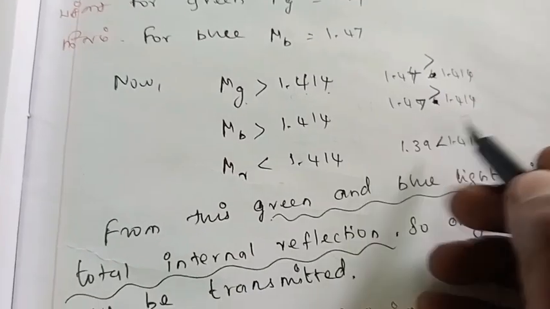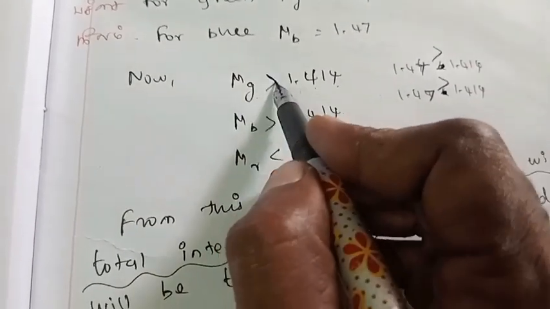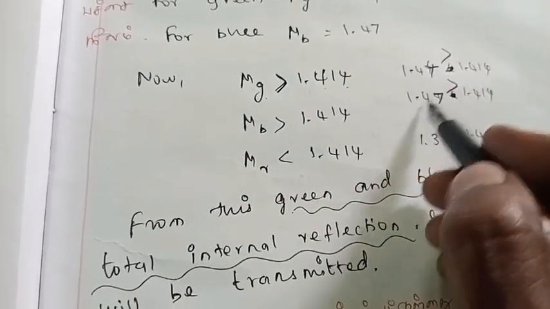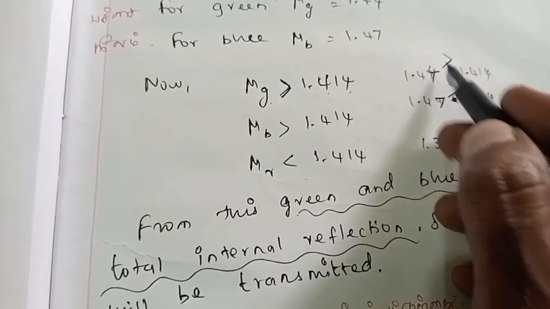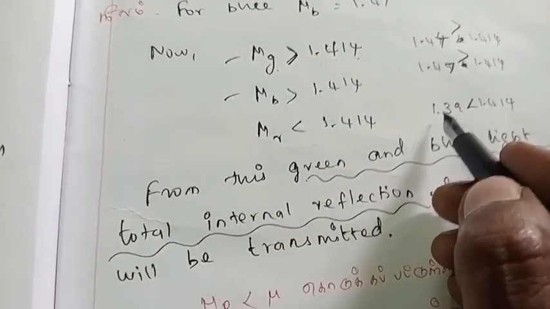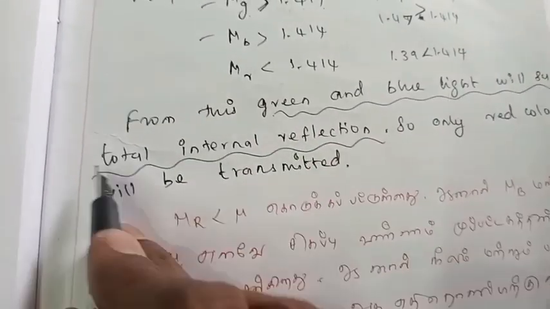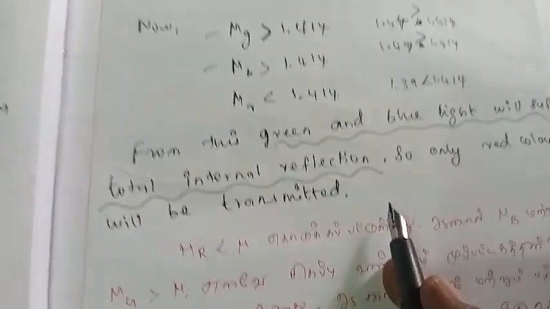Okay, I wrote the symbol wrongly, I misunderstood. So this is right. 1.44 is greater than 1.414. 1.47 is greater than 1.414. Right. So this value is higher, that's the meaning. Green and blue. So red, 1.39, is less than 1.414. So green and blue light will suffer total internal reflection. The red color will be transmitted. So this is the answer.